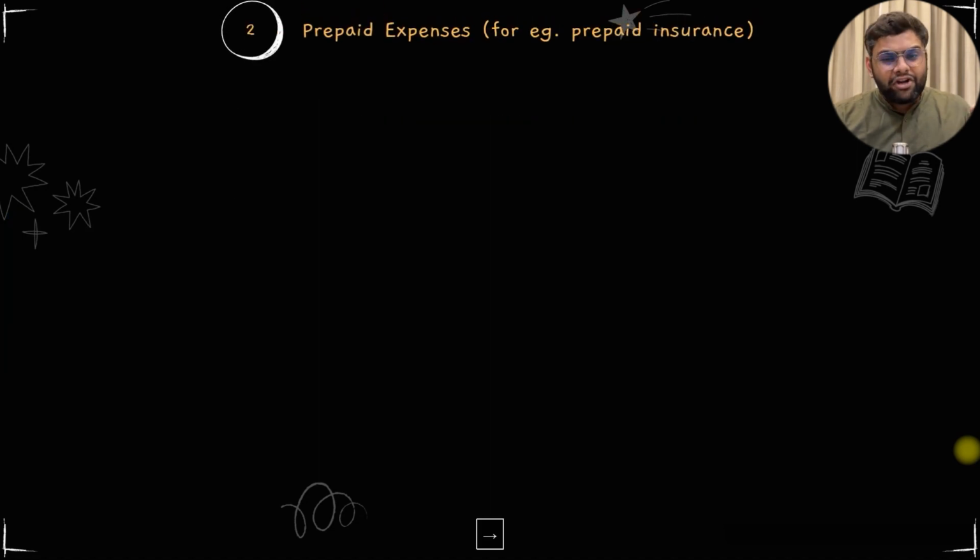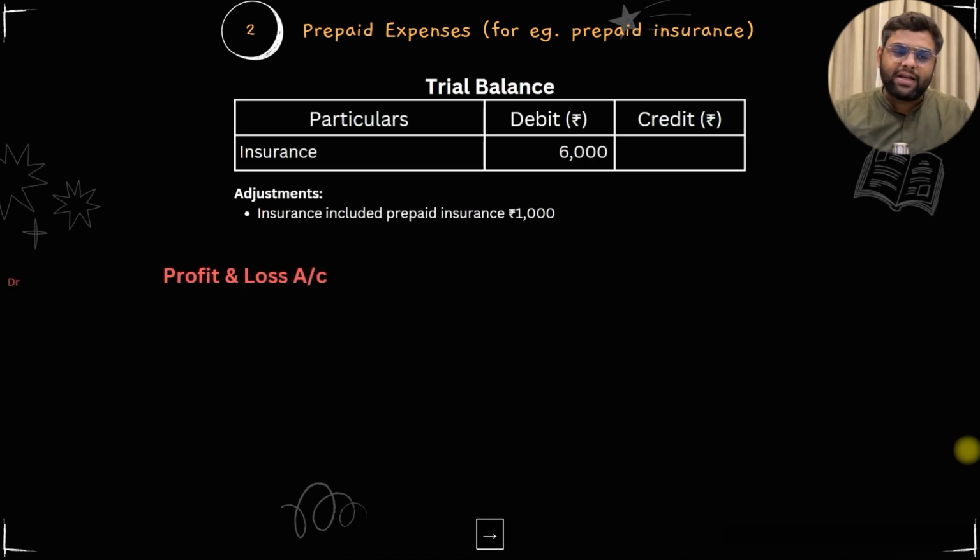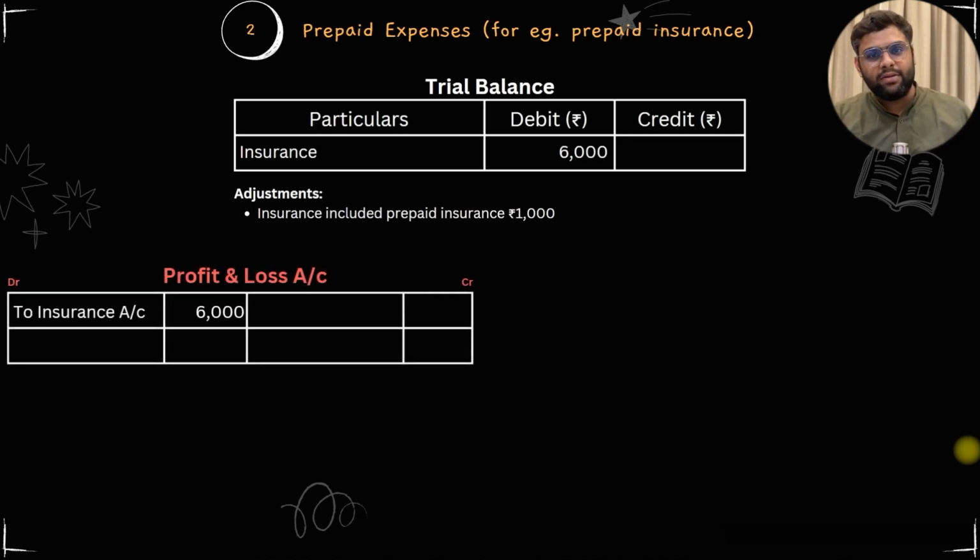Number 2, the trial balance is given in which insurance is at 6,000 and the adjustment says that insurance includes prepaid insurance 1,000. Insurance is an indirect expense, therefore 6,000 will go to the debit side of the profit and loss account. Now this 6,000 includes 1,000 that belongs to the next year because it is prepaid. Therefore, you have to subtract prepaid insurance 1,000, which means 5,000 will be debited to profit and loss account.